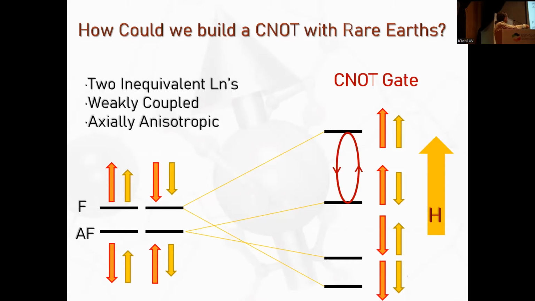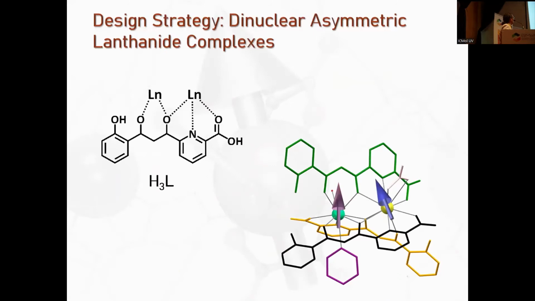Okay, so how do we have this within one molecule? Well, it's very simple. We just need to have a molecule with two lanthanide metals with a weak coupling, which is straightforward because the coupling between lanthanide metals is known to be very weak. So that's perfect for us. But the important thing is that they have to be different. So we need some element that imposes some asymmetry, some difference between these two metals. If we use an asymmetric ligand like this, that would do it.